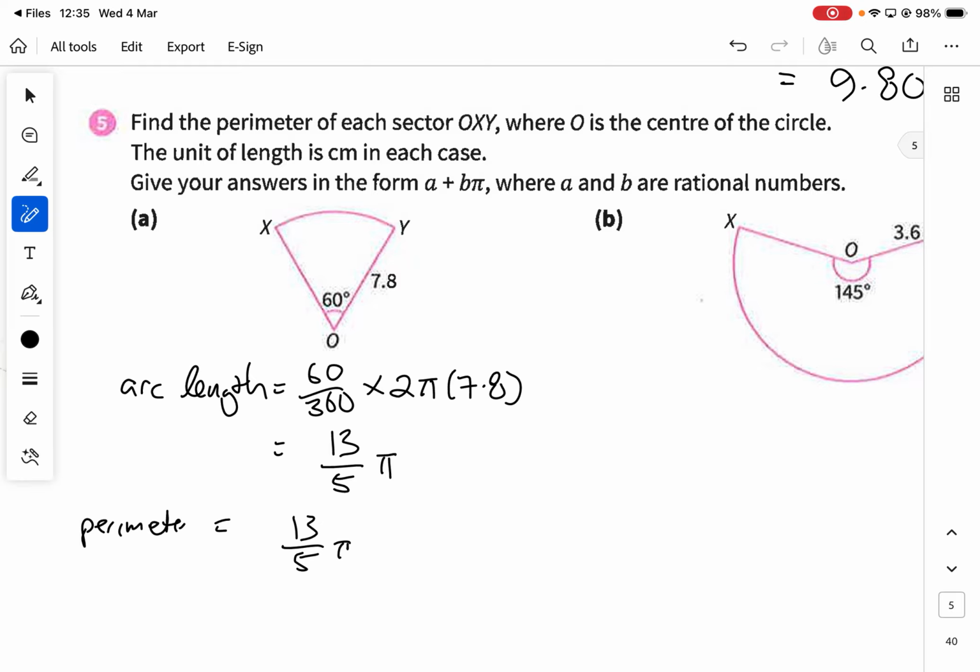Okay? So I cannot add them together yet, because I never key in the value of pi. Now I see they want me to write in the form number plus number of pi. So I just need to rearrange this a bit. I put the pure number in front, 15.6, then I put the number of pi behind. Then now it is exactly what they say already. A is this 15.6. B is this 13 over 5. 15.6 is a rational number, 13 over 5 is a rational number.